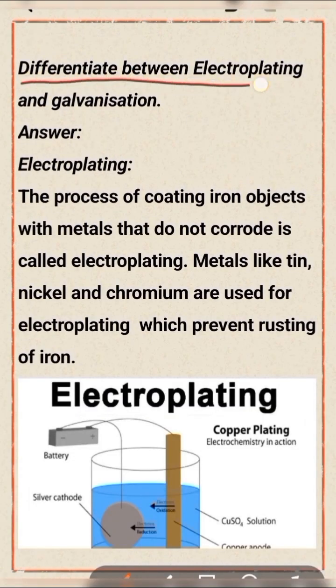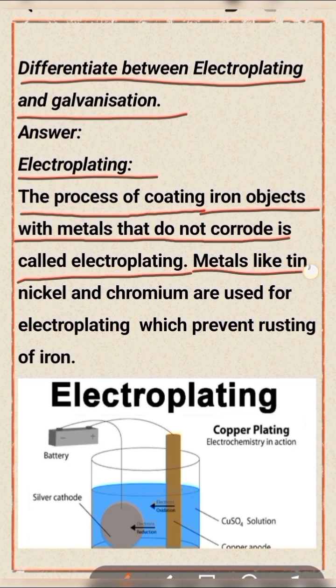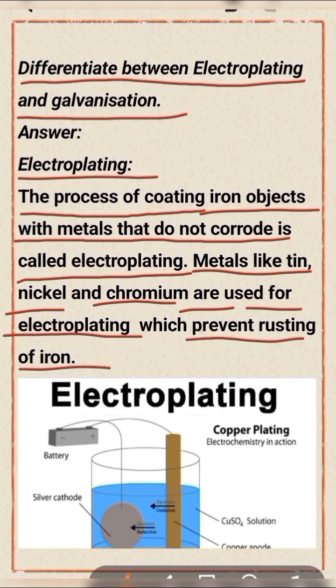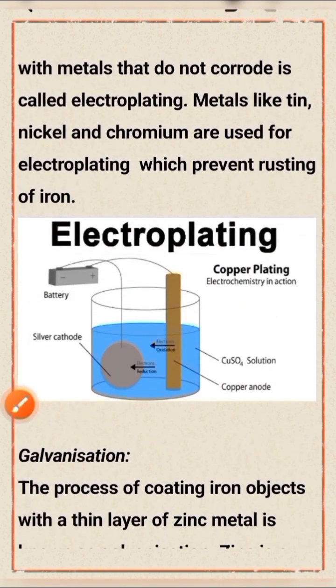Difference between electroplating and galvanization. Electroplating is the process of coating iron objects with metals that do not corrode. Metals like tin, nickel, and chromium are used for electroplating, which prevents rusting of iron. Show the picture supporting electroplating.